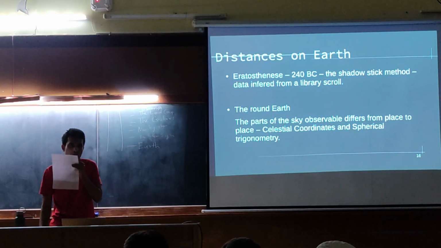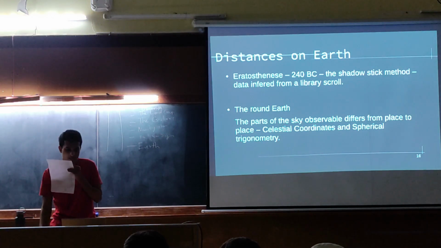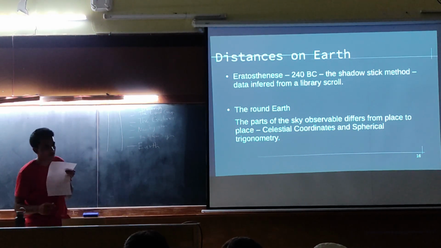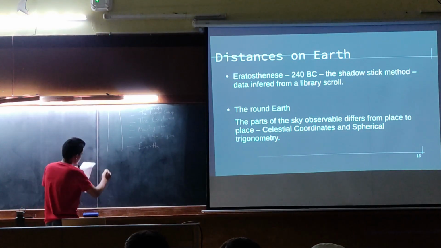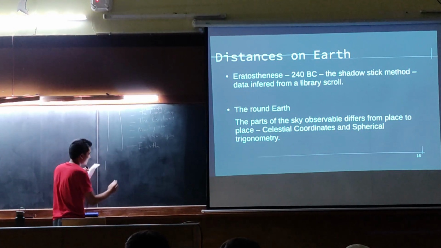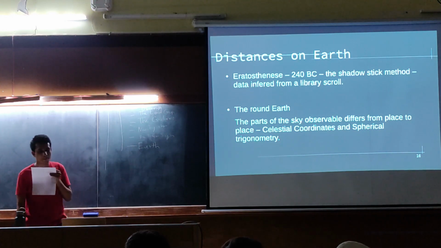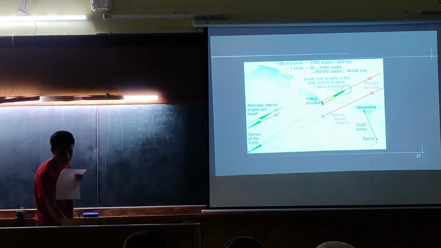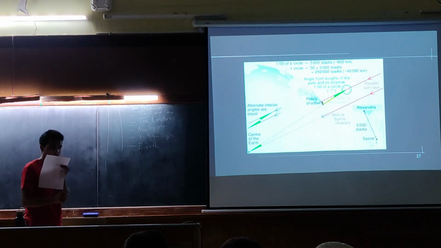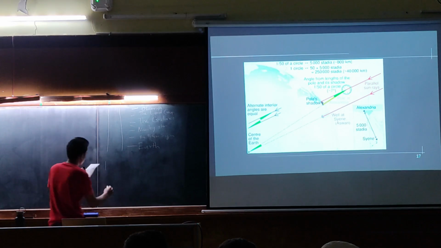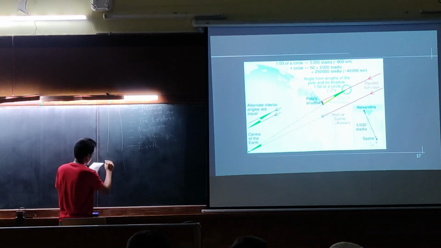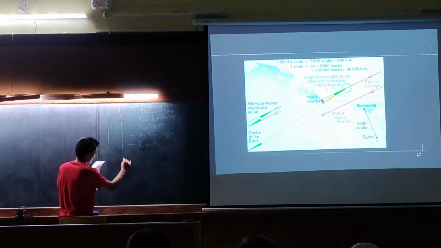He got a scroll from a library that he was examining, and in the scroll was a detailed description of the shadows cast by two rods at two different cities. There were two cities, Syene and Alexandria, and on the same day, at the same time, at noon, it described the shadows they made. One of the rods made a shadow like this, and one of them made a shadow like this.